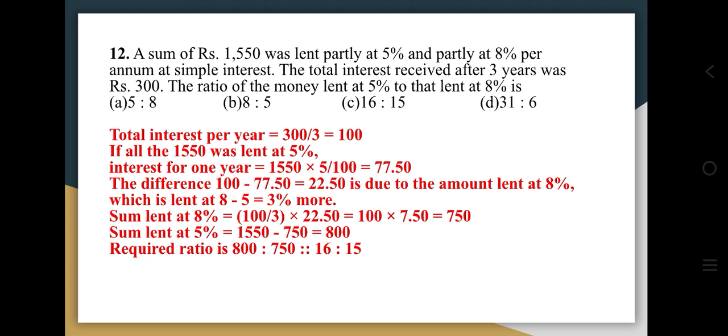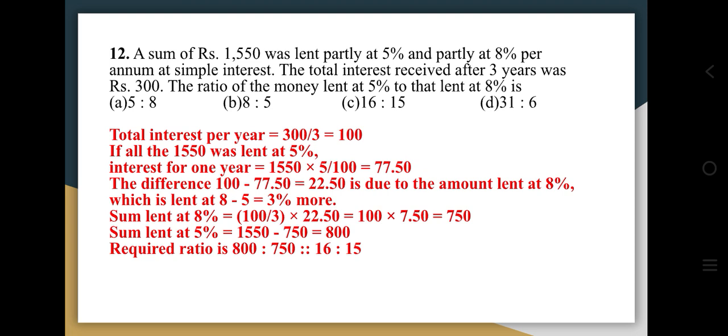So what is the amount at 5%? 1550 minus 750, that is 800. So the ratio of money lent at 5% to that lent at 8% is 800 is to 750. If we cancel 800 and 750 by the common multiple 50, we get 16 is to 15. So the answer is choice C.